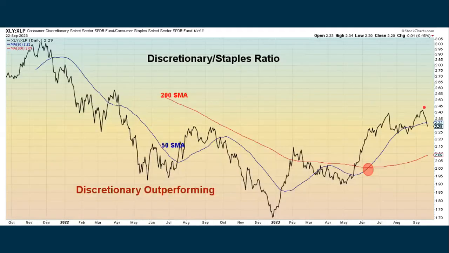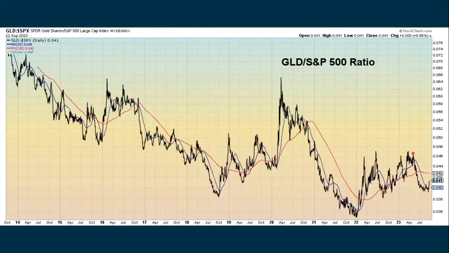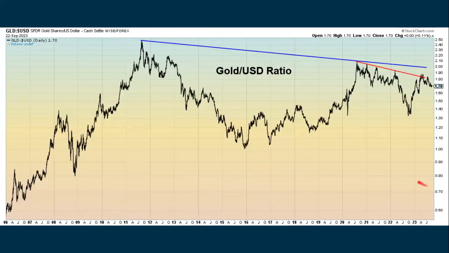We look at discretionary versus staples. This is another way of looking at growth versus value, where even though discretionary has been underperforming lately, longer term, it's still outperforming. And then this is an inverse of that same chart, how staples have been underperforming, but seeing some recent strength. We compare gold to the S&P, which is really underperforming, but it's shot back up as the S&P has been going down. And we look at gold to the dollar, where the dollar's really been outperforming gold.